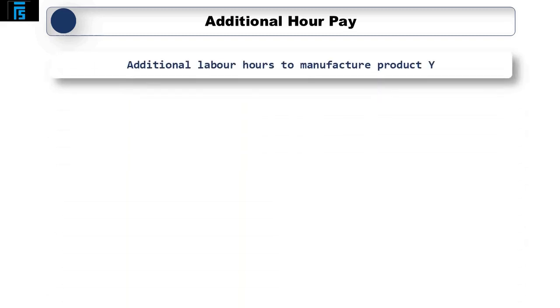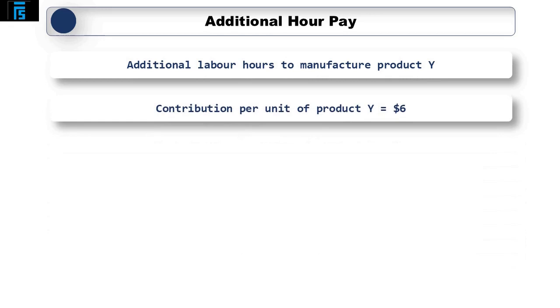If you have trouble with this, please go back and re-look at the video on limiting factors. Let's now consider what would happen if one additional labor hour was available to purchase. In other words, what would we pay as an overtime rate? Because we have met the demand of X in the optimal production plan, the company would use any additional labor hours to manufacture product Y. There's no need to produce any additional product X.